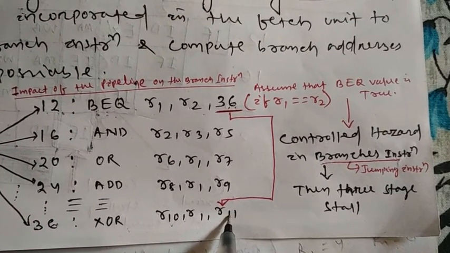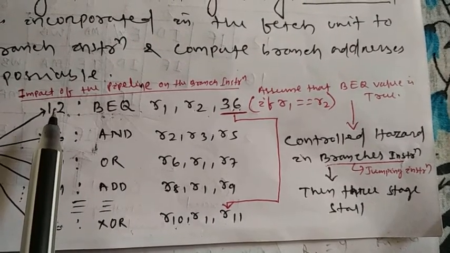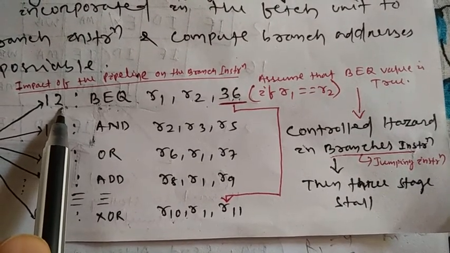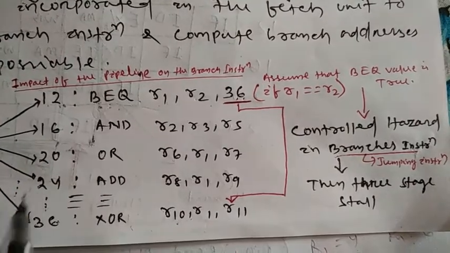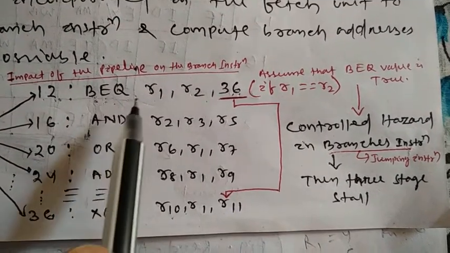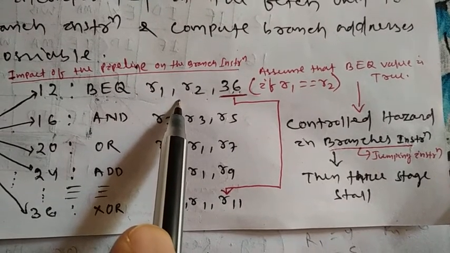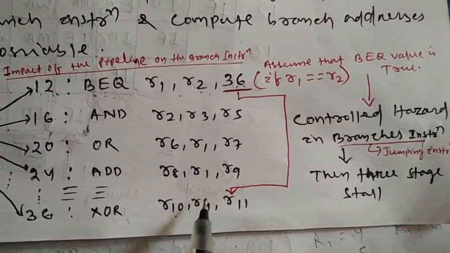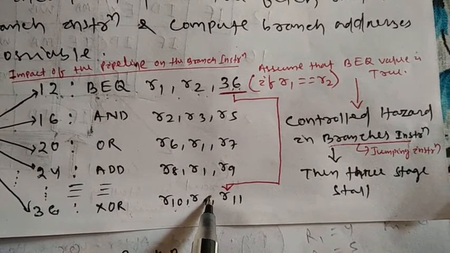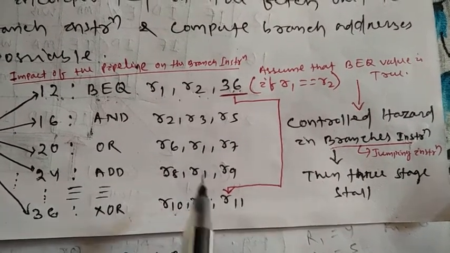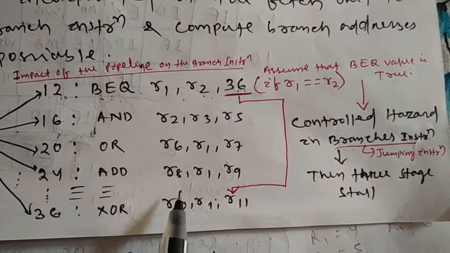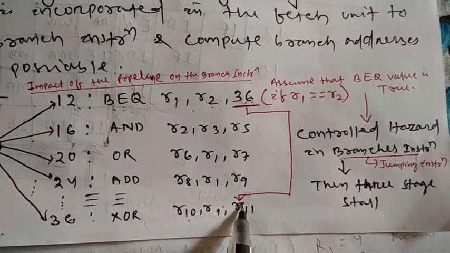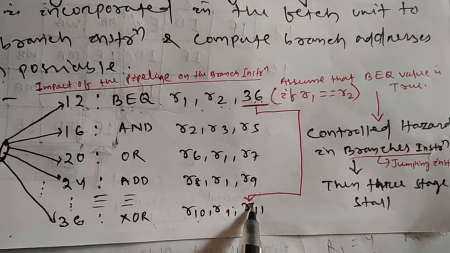Okay, so what happens actually? As per the pipelining guideline, first the instruction at location 12 is executed, then 16, then 20, then 24, after that 36. But here, in the first location, if R1 and R2 are equal, then it will jump to 36. This is called a control hazard. Whenever a branching or jumping instruction is there, it will jump to its corresponding location, so it creates a control hazard.